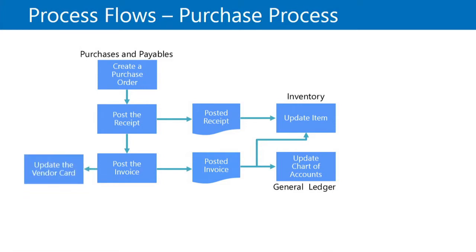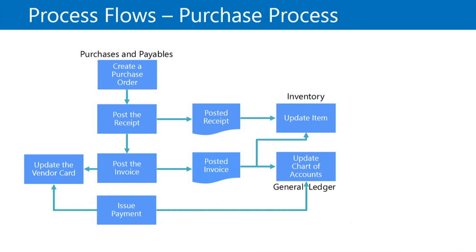So also the vendor card will be updated, and based on that update, the final step in a typical purchasing process is the issuing of the payment, and that will of course also update the vendor card and the chart of accounts. Now we will see something similar for a typical sales process.